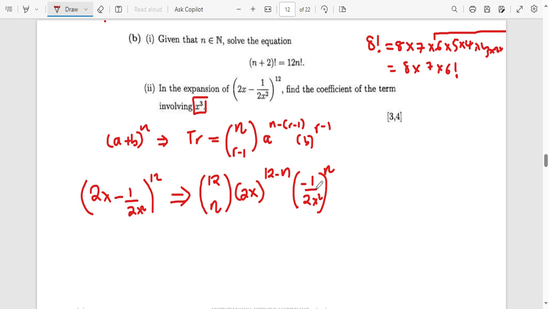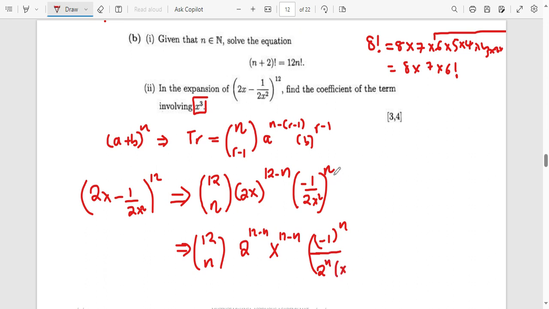Let me expand. This is going to give us 12 combination n. We are going to have 2 to the power 12 minus n, and then also x to the power 12 minus n. And then in the brackets negative 1 to the power n, whatever the number there is, and then also what is in the denominator, 2 to the power n, and then x squared also will be raised to the power n, so it will become x to the power 2n.